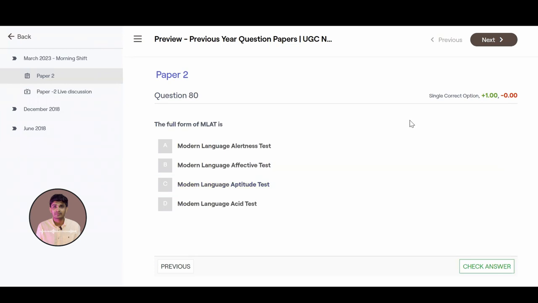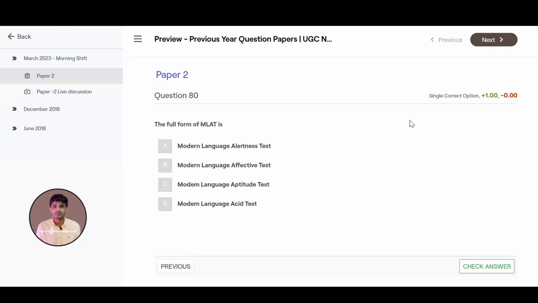The full form of MLAT is dash. Is it Modern Language Alertness Test, Modern Language Effective Test, Modern Language Aptitude Test, or Modern Language Acid Test? See, this is the easiest guess. You can take a very easy guess. Which one will you eliminate first?